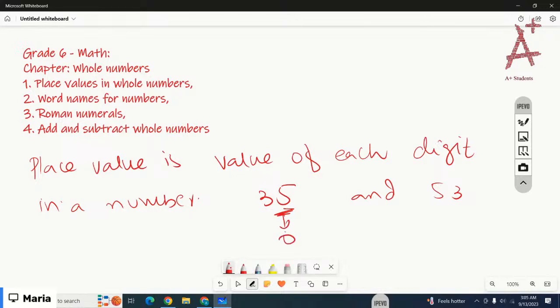5 is at the ones position here, right? And in 53, 5 is at the tens position. So basically, the position of a digit determines its value. Here the place value of 5 is ones, and here the place value of 5 is tens. So in 35 and in 53, the 5 has a different place value. Let's see what the place value chart is and how we understand it.